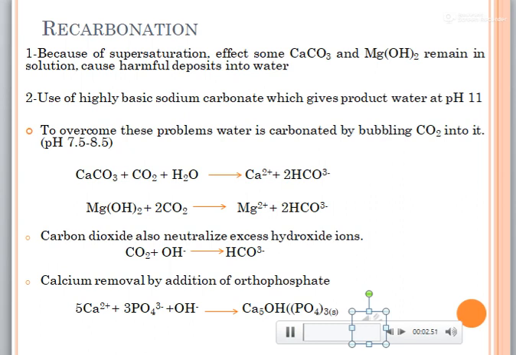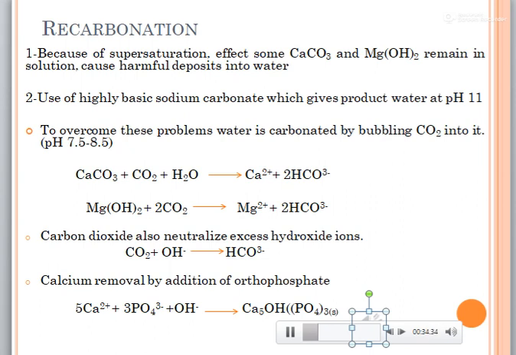Water softening process suffers from two disadvantages. First, because of supersaturation effect, some calcium carbonate and magnesium hydroxide remain in the solution. Supersaturation basically is a solution that contains more of the dissolved material than could be dissolved by the solvent under normal circumstances. It can also be referred to as a vapor of a compound that has higher pressure than the vapor pressure of that compound.